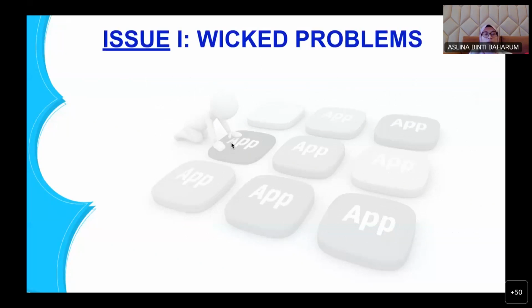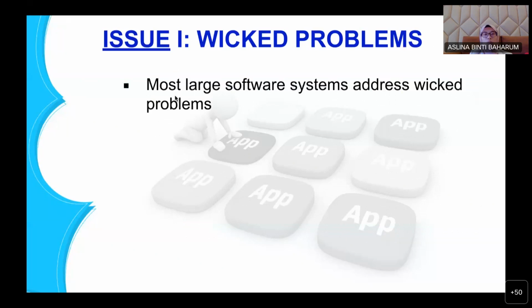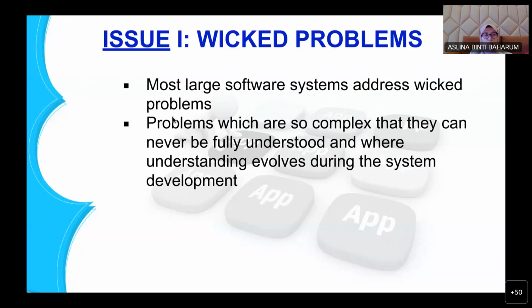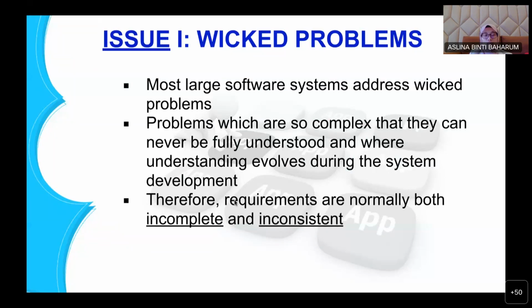There are a few issues. One issue is the wicked problem, where most large software systems address problems which are so complex that they can never be fully understood. This is an issue after the system is built. Therefore, requirements are normally both incomplete and inconsistent. The problem is that something is wrong, which has not been correctly done, so it makes your requirements incomplete or inconsistent.